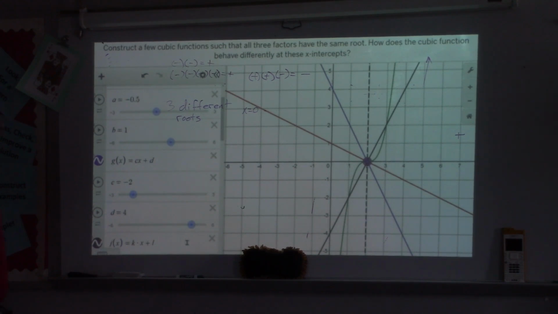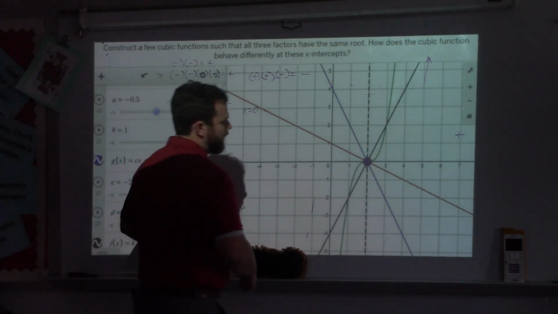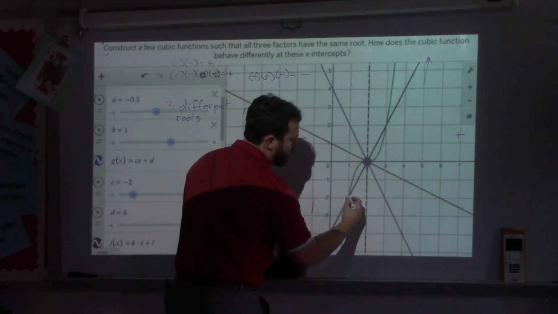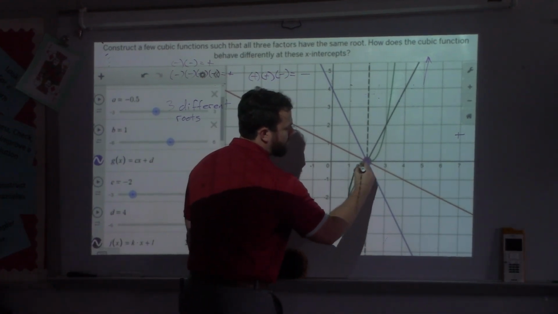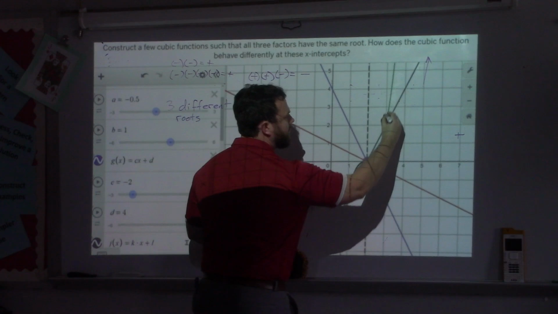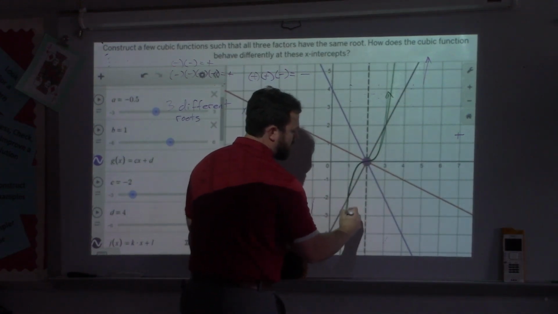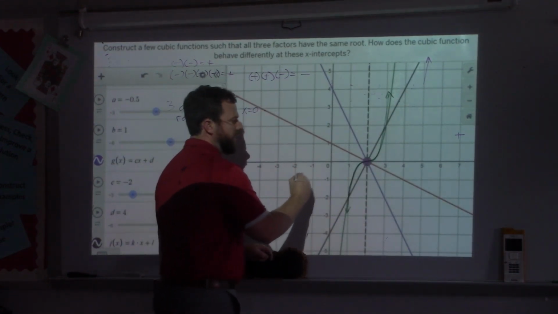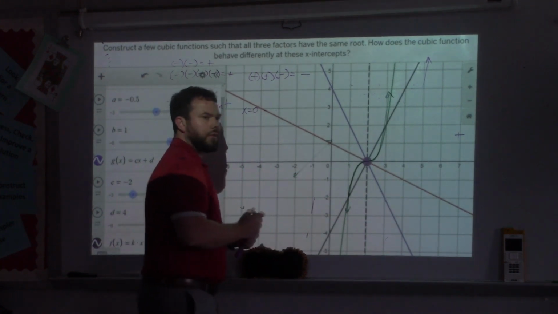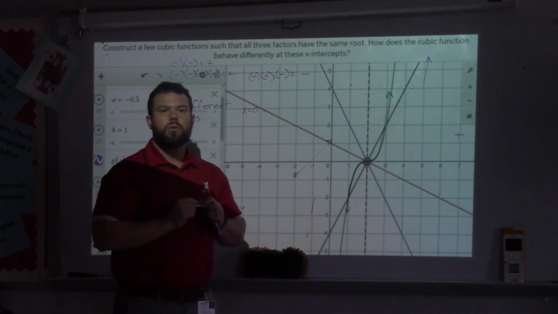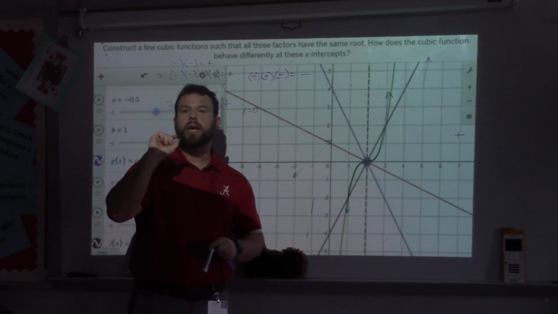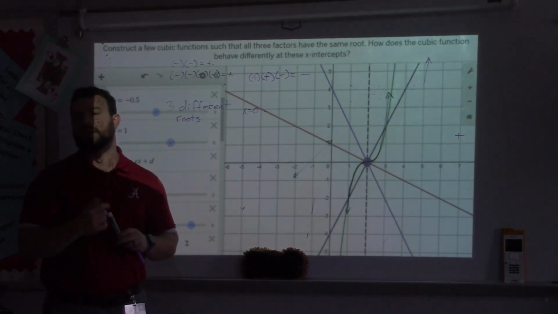So what's happening when it's a multiplicity of 3? What's happening to the function? Is it bouncing again? Is it running straight through? Careful. Is it going straight through like this? No. There's something that goes that way. So, it's curving through. Guys, when we have a triple root like this, you with me?